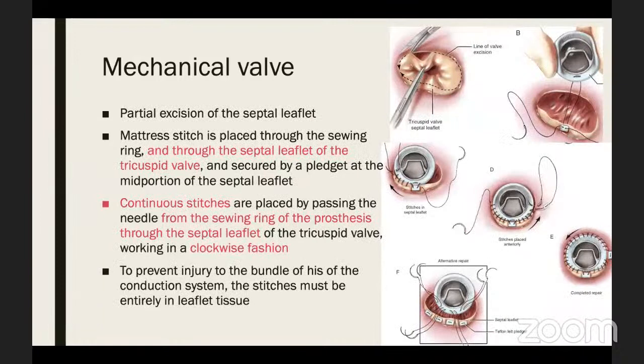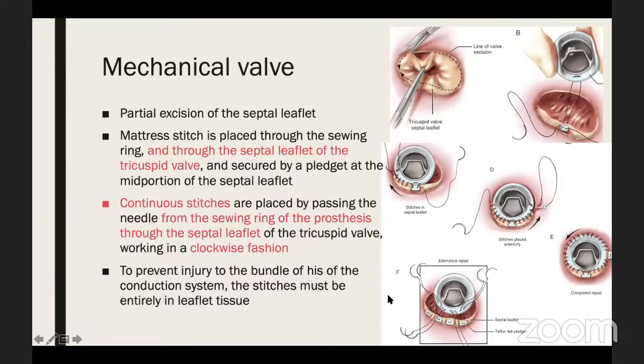Another technique is by excising the entire native valve and leaving a small part of the septal leaflet to assist with the valve implantation. Then one mattress pledgeted suture is run through the sewing ring of the valve and then through the middle of the remnant of the septal leaflet, securing the valve in this position. And then the remainder of the valve would be secured with continuous stitches sewing through the septal leaflet on either side, clockwise and then anti-clockwise.